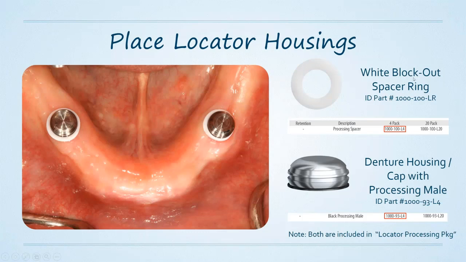First step is we're going to place our blockout spacer ring. Then we're going to place our denture cap on top of the white spacer. Keep in mind, both of these are included in your locator processing package.